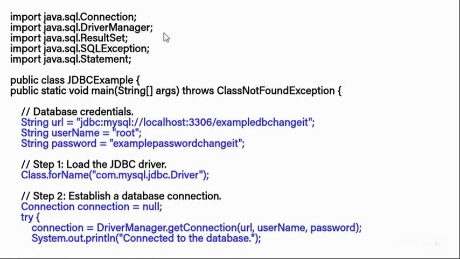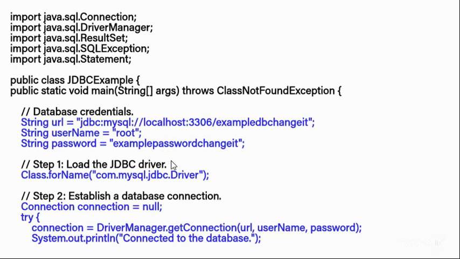Below is the JDBC example program. Import java.sql.Connection. Import java.sql.DriverManager. Import java.sql.ResultSet. Import java.sql.SQLException. Import java.sql.Statement. Public class JDBCExample. Public static void main(String[] args) throws ClassNotFoundException. Database credentials: String URL equals jdbc:mysql://localhost:3306/example, change it. String username equals root. String password equals example password, change it.